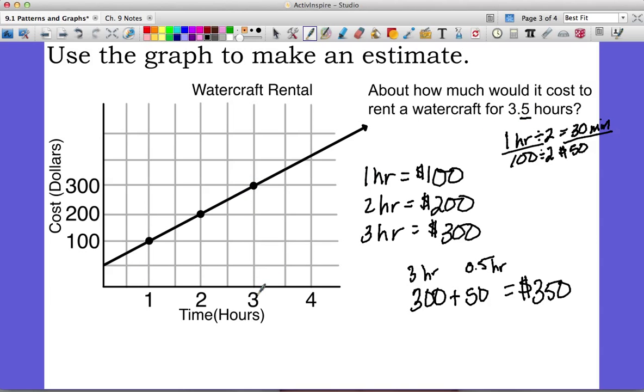Most of us could look at the graph and say, okay, it's going up at a rate of $100 per hour, and then just see that we're going to be at about $350 when we get to that 3.5 mark. This is just the math that goes along with that. And again, it's just an estimate because they don't tell you for sure that they give you half-an-hour rates.